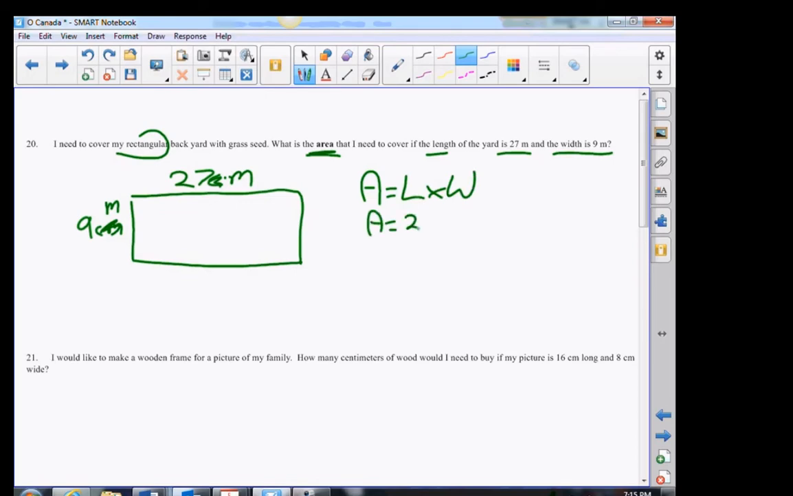I put the equation I'm going to use. Area equals length times width. Area equals 27 times 9. I don't know this off the top of my head, so I'm going to do this to the side. Again, show your work. 9 times 7 is 63. 3 at the bottom, carry the 6. 9 times 2 is 18, plus the 6, which would equal 24. The area of my backyard that I need to seed with grass is 243 meters squared.